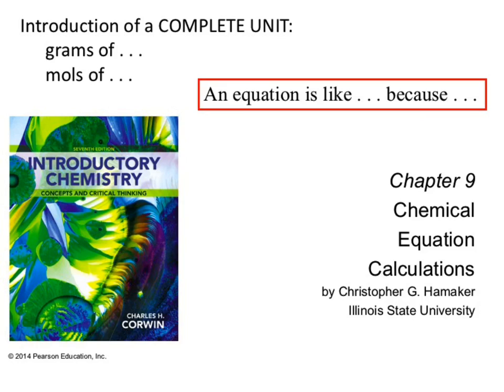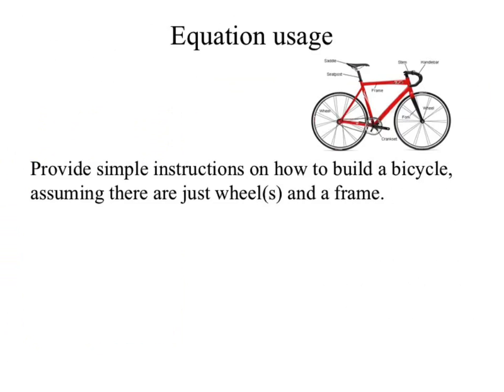A recipe. A chemical formula allowed us to convert fluorine atoms into fluorine gas. What do chemical equations do? The exact same thing, but now with molecules. Right? So a chemical equation is going to give you that same substance conversion, which is going to be in units of counting. Okay? The example that I typically like to use is trying to build a bicycle. What are some simple instructions on how to build a bicycle?